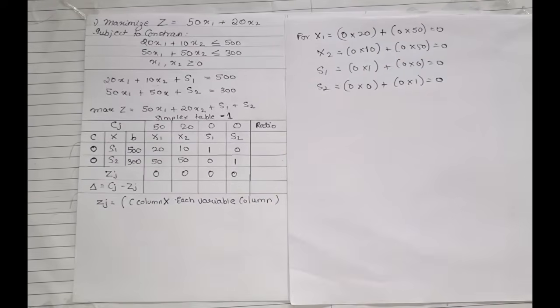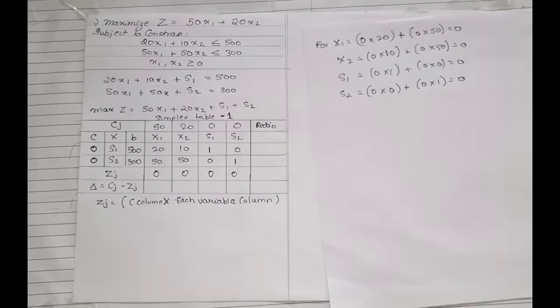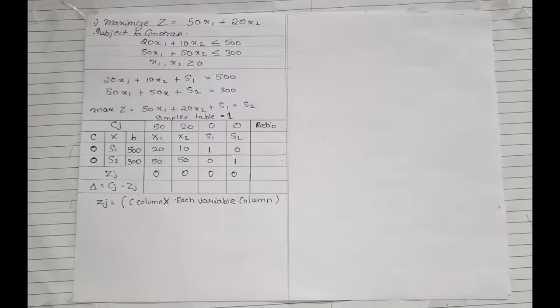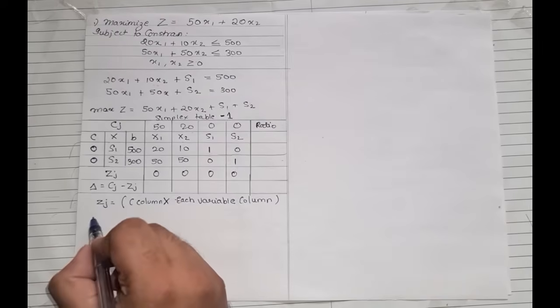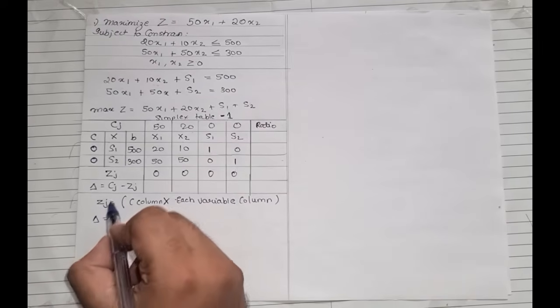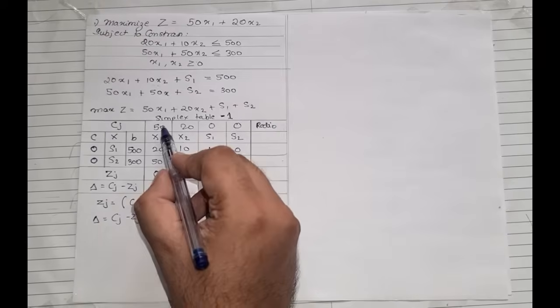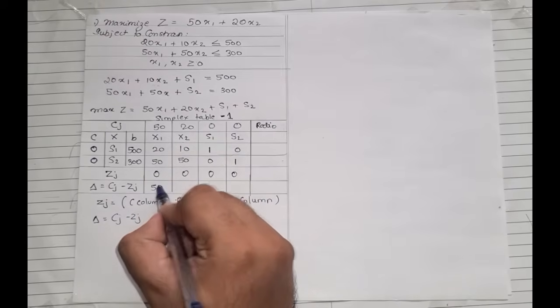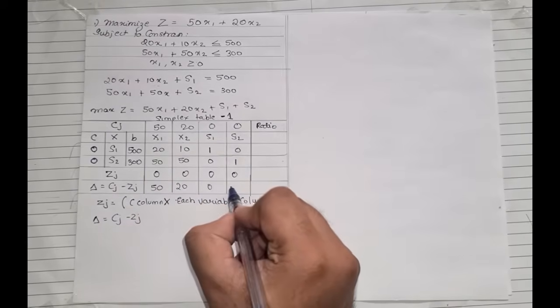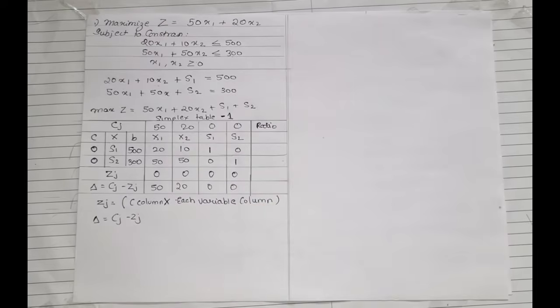Okay, so once we have got those values, we'll go ahead now with the sum. Now we need to find the change. Change is nothing but Cj minus Zj. So 50 minus 0 is 50, 20 minus 0 is 20, 0 minus 0, 0 minus 0. Okay, so we are able to create the first part of it.